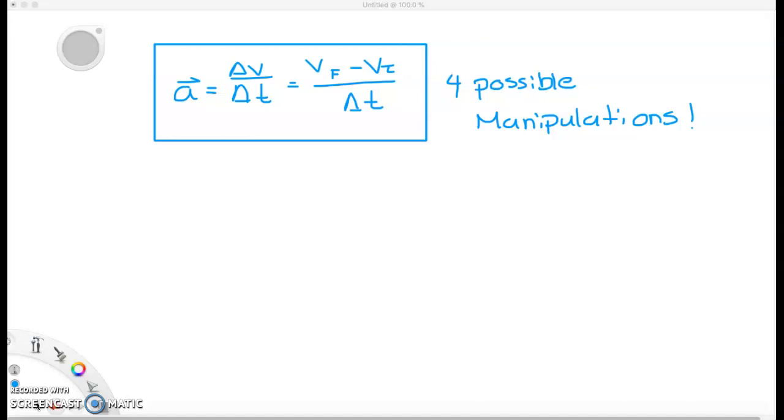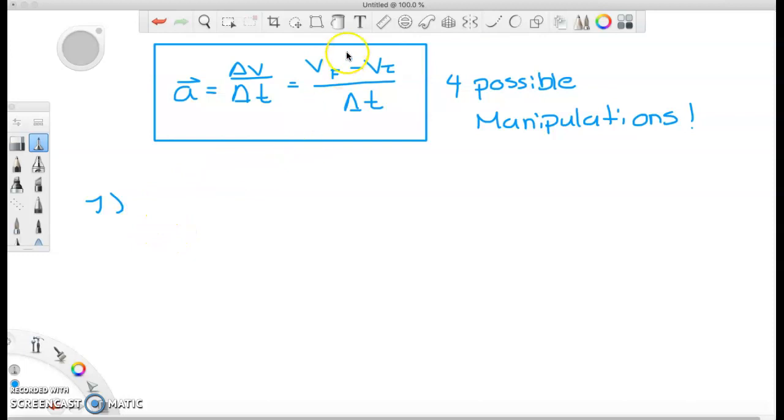All right, so today we're going to walk through the possible manipulations of this acceleration equation. Now, it turns out that there are four possible manipulations. The first of which is what happens if we are given information about final velocity, initial velocity, and delta t, and asked to solve for acceleration. We are simply going to use this equation here to solve for that by plugging in the final velocity, the initial velocity, and the delta t, and performing the desired operation, whether that be minus or divide.